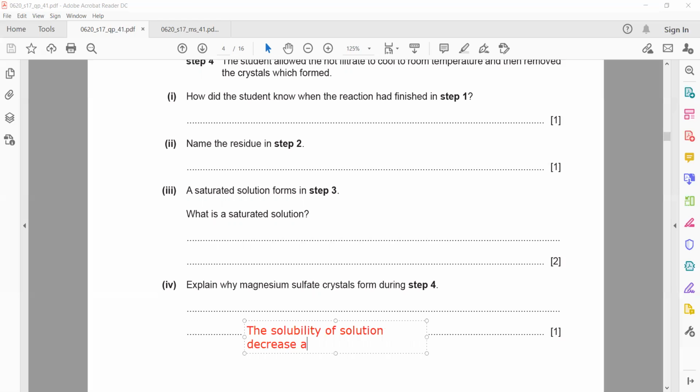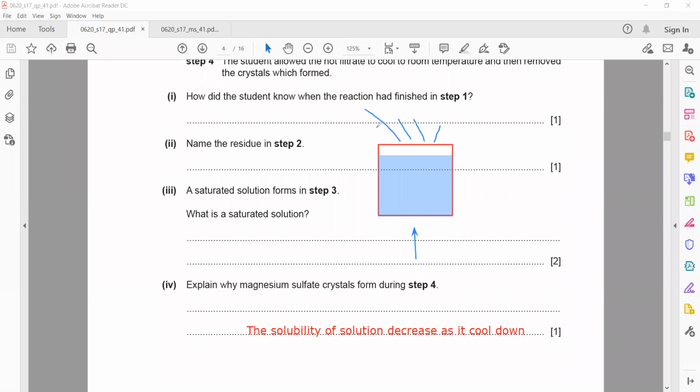Decrease as it cools down. That's why the solid will form. So we evaporated, but we did not remove all of the liquid. For example, you have magnesium sulfate, which was having a greater volume. Initially, you heat this, you evaporate the water, but not all of the water. That's why you are doing filtration. Otherwise, filtration should not be done at the last.